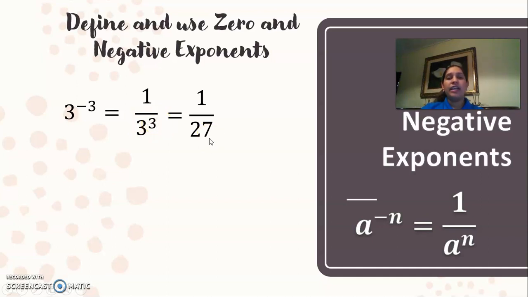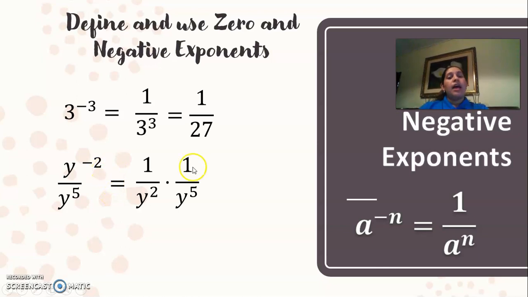Now, let's see another example. y raised to the power of -2 over y raised to the power of 5. And I can simplify this one more. Why? Because I have here a fraction. So I apply my property, and I have here 1 over y raised to the power of 2, because I apply my property that tells me that when I have a negative exponent, I move it to my denominator with a positive exponent. So I have it here: 1 over y raised to the power of 2 times 1 over y raised to the power of 5.